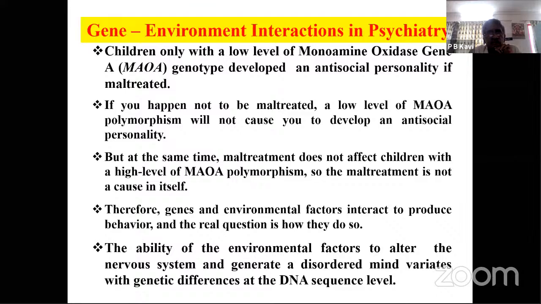The information is that the gene and the environment interact with each other, and then a person is going to become an antisocial personality or not. So, in other words, what is important is that we need to take gene-environment interactions into consideration in several of these things, and especially in psychiatry. So, that is very, very important.